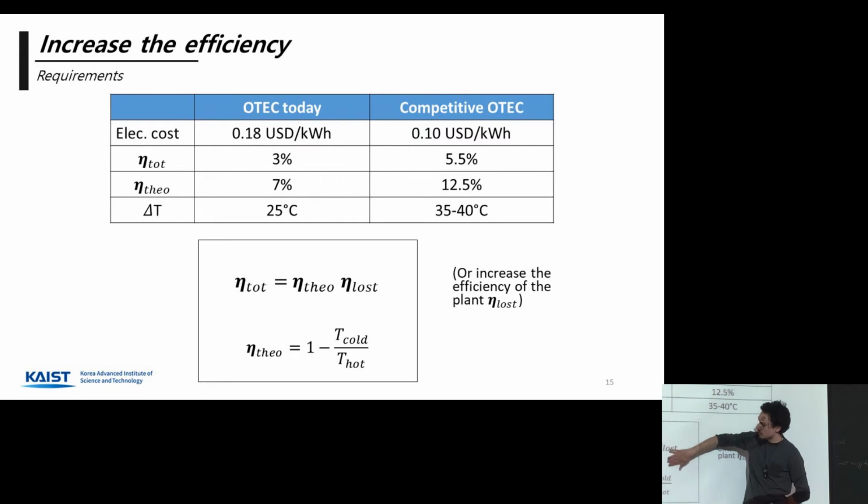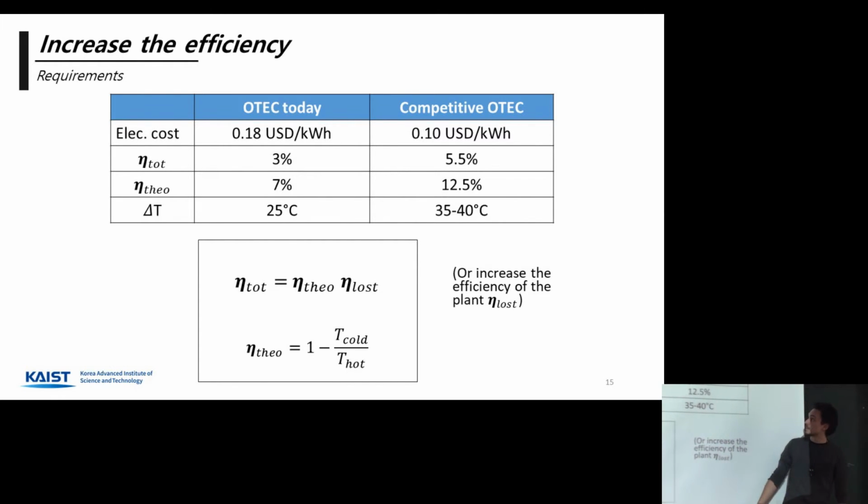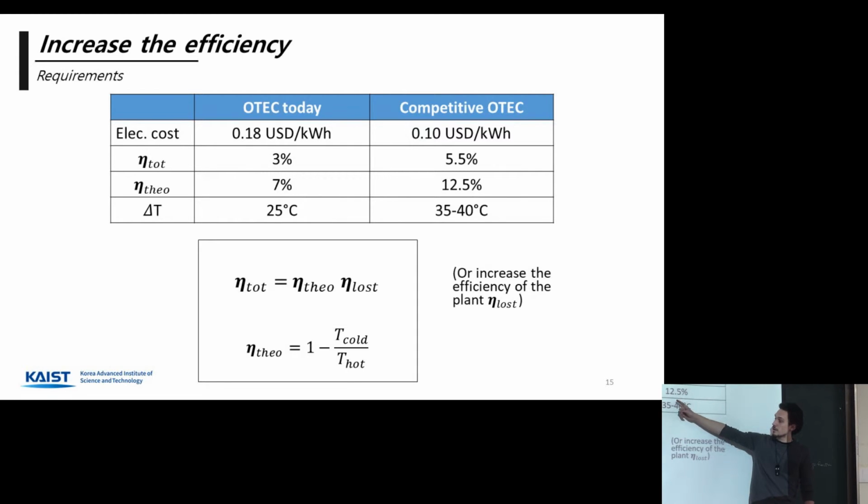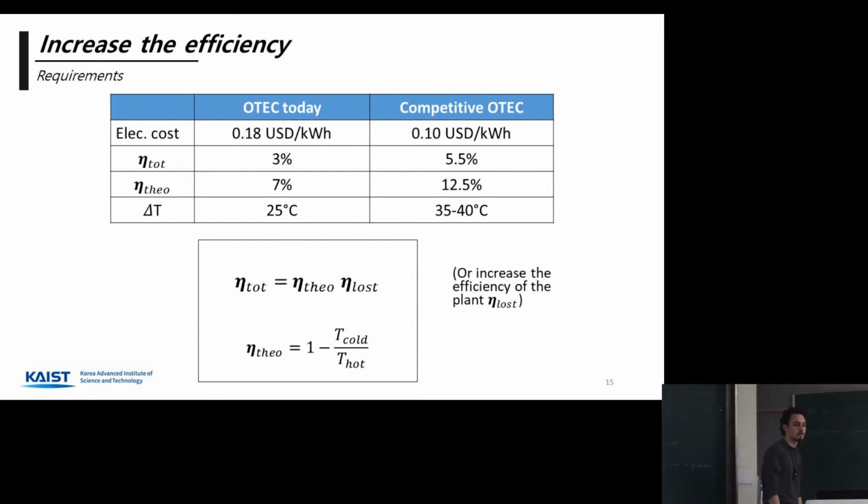this part, the loss. And to reduce this part, we need better technology, so we cannot do much about this. Maybe just wait for better technology. But we can try to increase this. And to increase this, we need to increase the temperature difference. So to reach our goal, we need a theoretical efficiency of 12.5%, which corresponds to a temperature difference of 35 to 40 degrees.